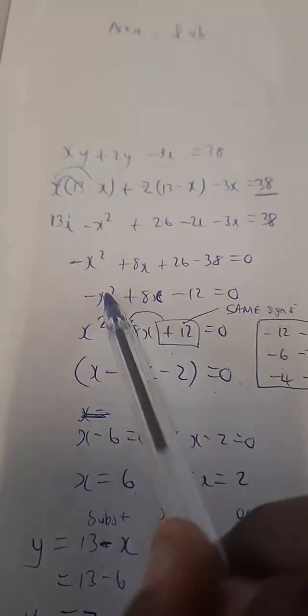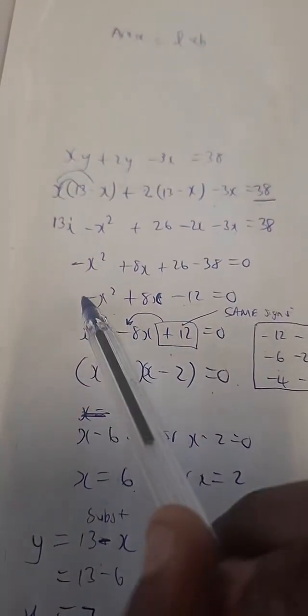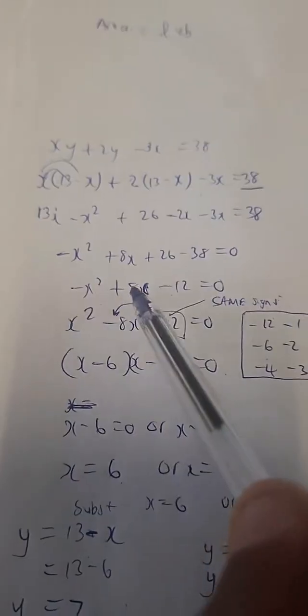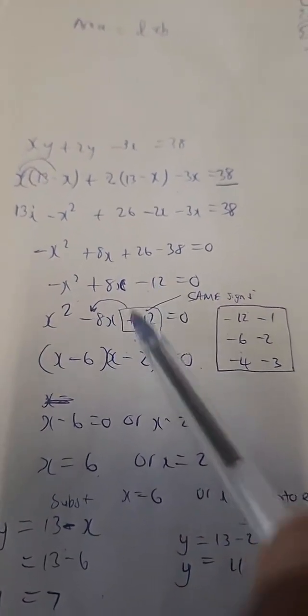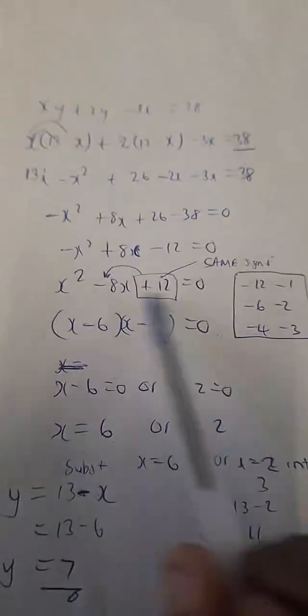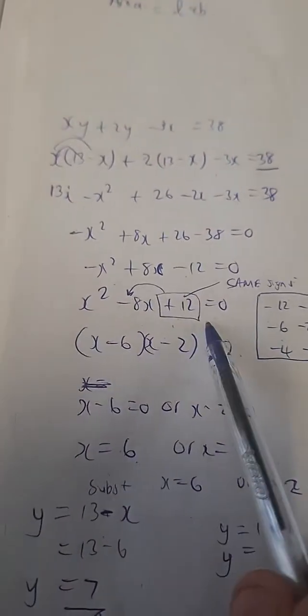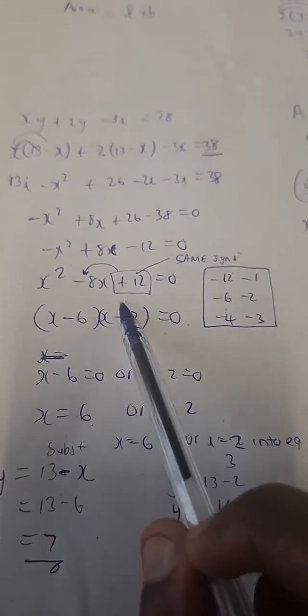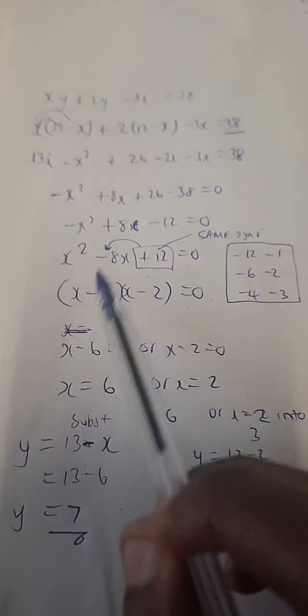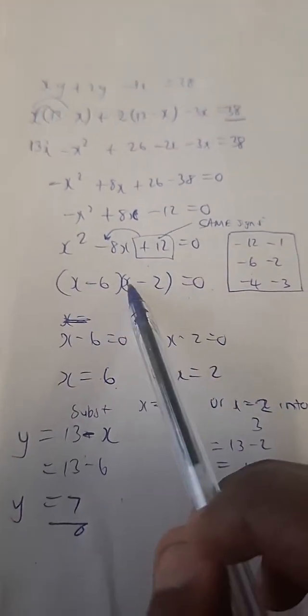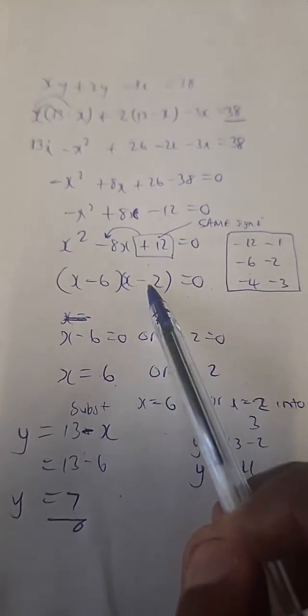My equation is nearly in standard form. My coefficient of x squared is negative, so I divide by negative 1 for all terms. Negative x squared becomes x squared, that's positive. Positive 8x becomes negative 8x. Negative 12 becomes positive 12. Then I factorize. Or you can use the quadratic formula. I know some people don't really want to waste their time. Use the quadratic formula, or you can factorize. So I did factorize x squared minus 8x plus 12. It gives me x minus 2 into x minus 6.